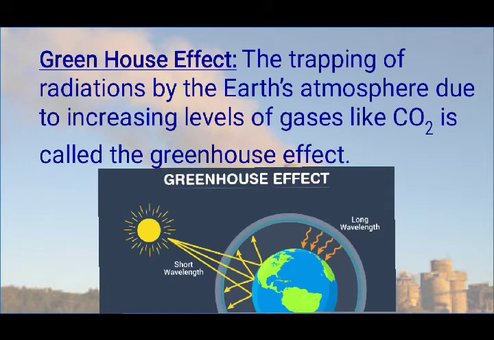Now, one of the effects is the greenhouse effect. Greenhouse effect means the trapping of radiations by the earth's atmosphere due to increasing levels of greenhouse gases like carbon dioxide. So, children, greenhouse effect is actually trapping the radiations of the sun, and it is being trapped due to the high level of carbon dioxide in our air.